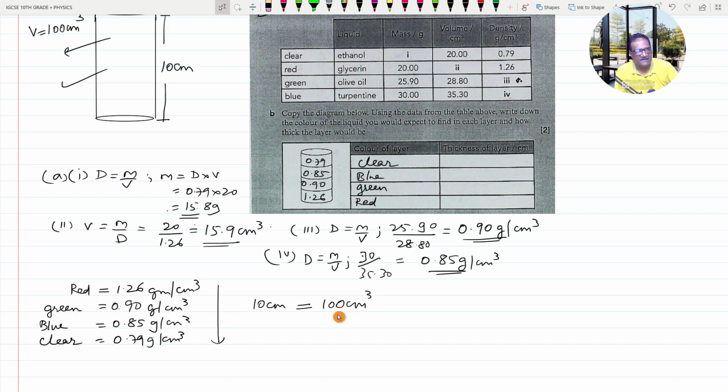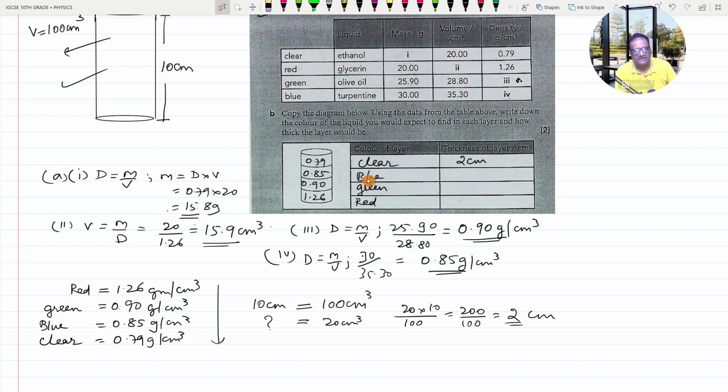Now, for the clear solution, what was the volume? For the clear solution, the volume was 20. So corresponding to 20 centimeter cube, what should be the height, the thickness? Okay. So this should work out to 20 into 10 divided by 100, which is equal to 200 upon 100, which is equal to 2. So the thickness has to be 2 centimeter. So the answer for this will be 2 centimeter. Is that clear?